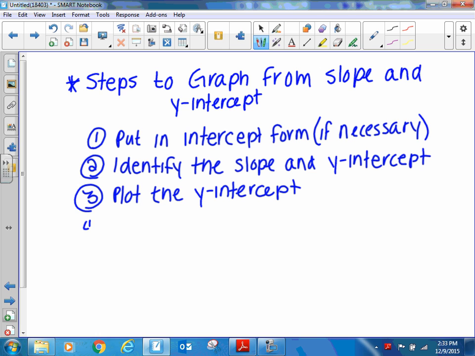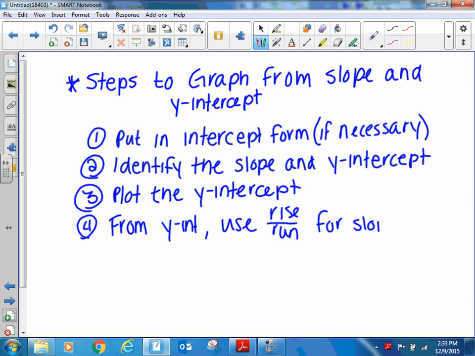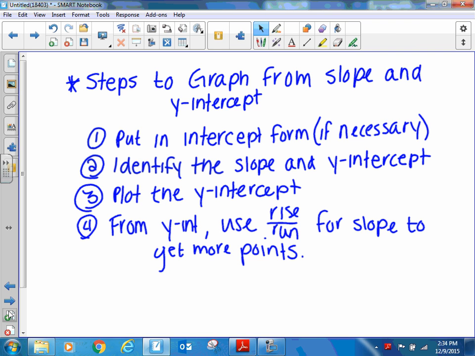And the final step is that from the y-intercept, we're going to use rise over run for the slope to get more points. We are going to need a total of 3 points when we're graphing using slope and y-intercept. When we graphed using a table, we found 3 points. With the x and y intercept, we only needed 2 points, the x-intercept and the y-intercept. And when we're using this, we're going to need 3 points. So let's go back to the table.